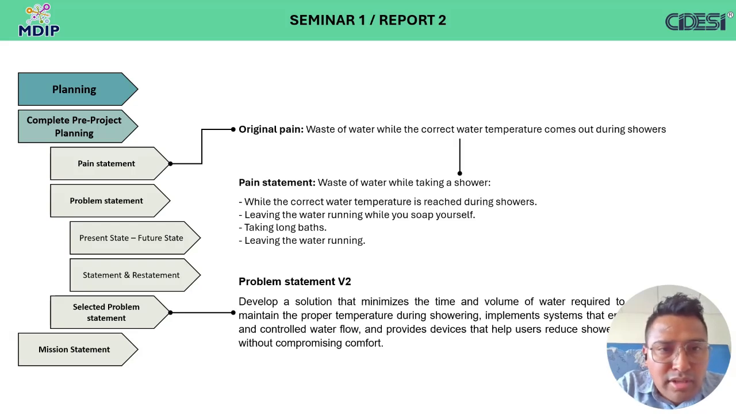In the second report, the problem was redefined to clarify it. With this change, multiple problem statements were created with the different techniques seen in the product development course. These include the present state, future state technique, and the statement and restatement, which allowed us to reach version 1 of the problem statement. However, thanks to the teacher's observations, it was modified, with the idea of continuing to refine and clarify this statement.